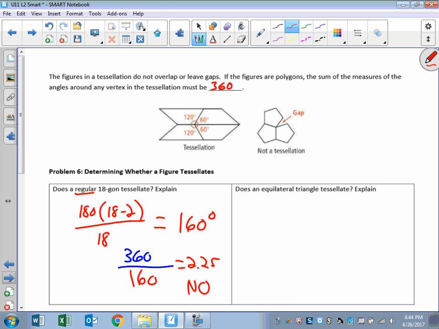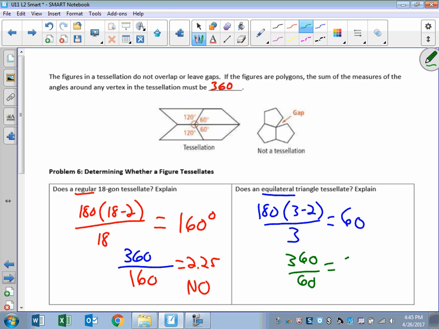Over here, let's look at this equilateral triangle. We don't say regular triangle, we say equilateral triangle, but it's the same thing. Okay, all the sides are the same. We got 180 times 3 minus 2 divided by 3. That's going to be 60. Okay. Now we all know 360 is divisible by 60. You get a whole number, 6. So the answer here is yes.